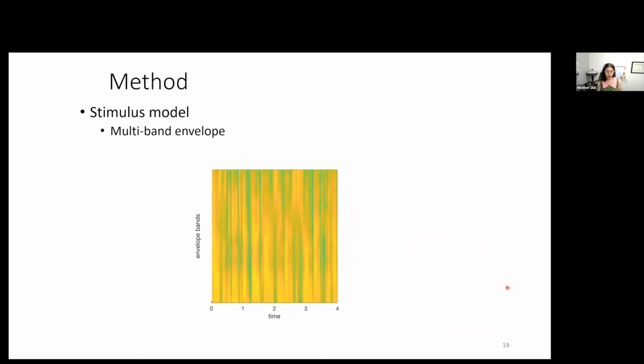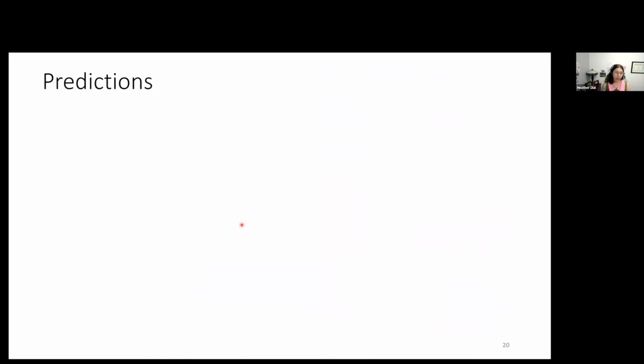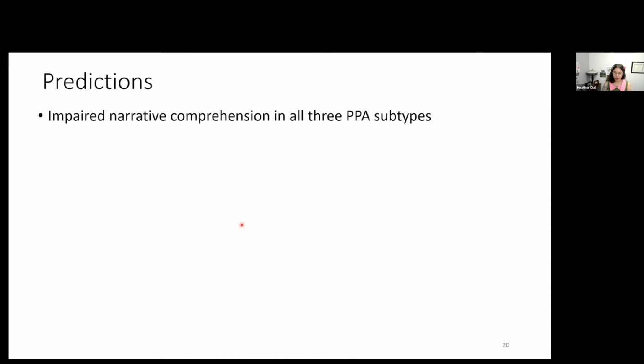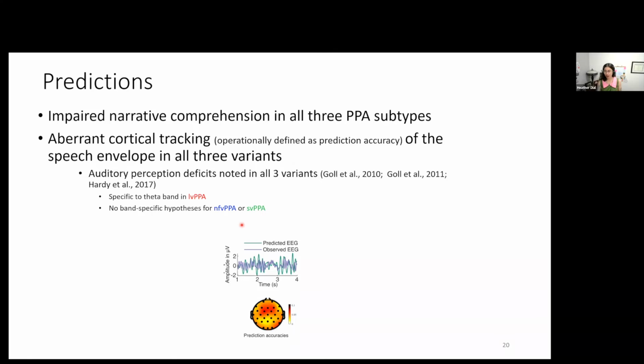All right, so in this study, we used, like I said, the multi-band envelope, and that is imaged here. We predicted that we would observe impaired performance on those multiple choice questions across all 3 PPA subtypes. Some degree of speech perception deficit has been noted in each PPA subtype. And since the envelope encompasses a lot of different information, we predicted that we would see aberrant cortical tracking of the envelope in all three variants.